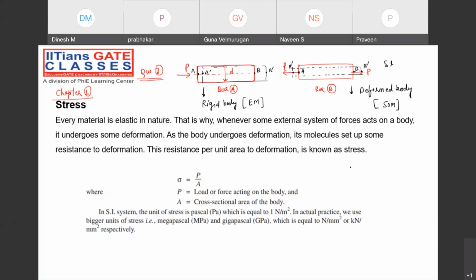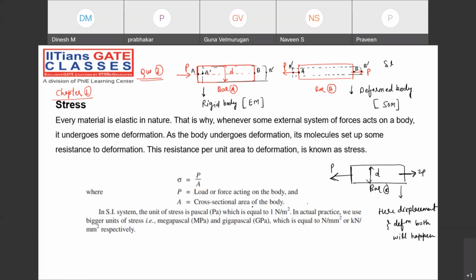What happens when I take bar C, with the same diameter, and apply load P like this and 2P like this? How will this problem be solved? 2P in the right direction, P in the left direction. So here bar C will be displaced as well as deformed. It will displace and after that it will deform. So here displacement and deformation both will happen. Note down, very, very important.